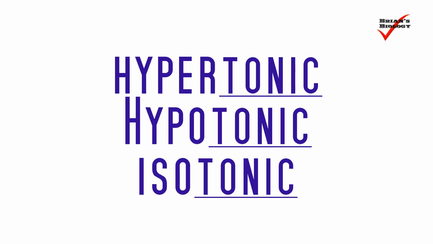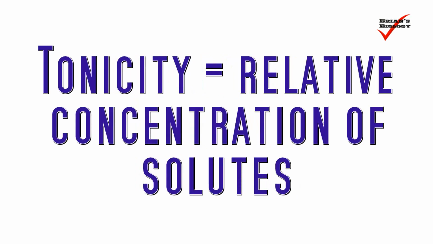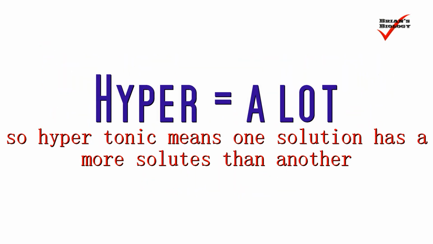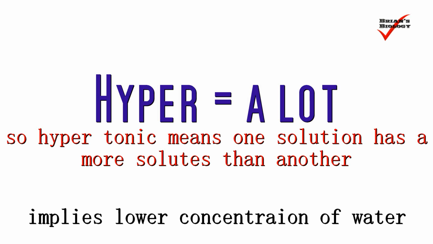So let's look first of all at what does tonic mean. Well, tonic or tonicity is a description of the amount of salt dissolved. Okay? So hyper means a lot. Hypertonic means a lot of salt is dissolved. If we have a lot of salt in the water, that means all the water molecules are going to be pushed apart. So a hypertonic solution has a lower concentration of water.